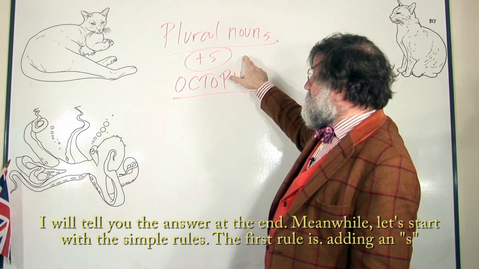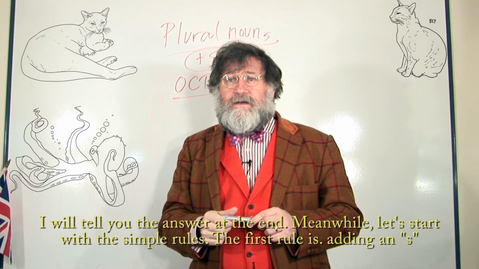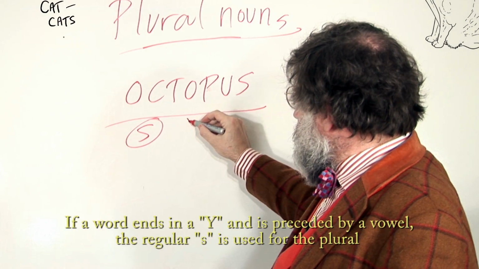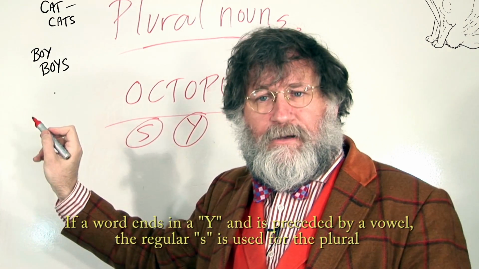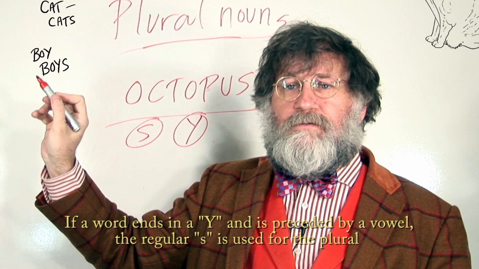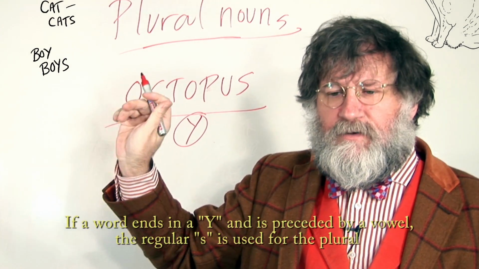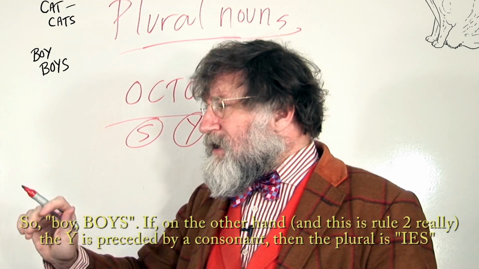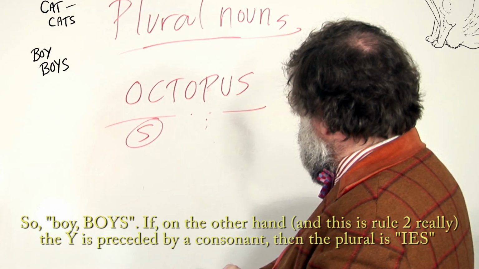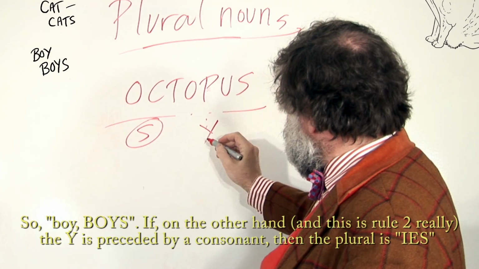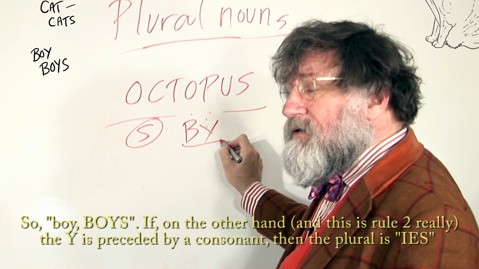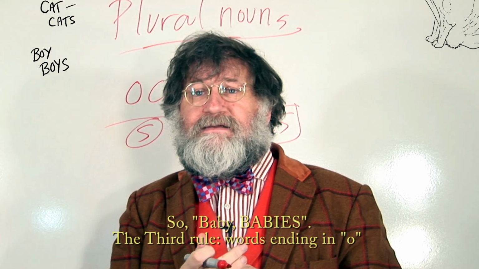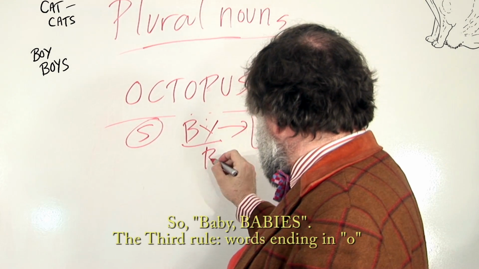So as I say, the first rule is adding an S to the end of a noun. So cat, cats. If a word finishes in a Y and is preceded by a vowel, the regular S is used for the plural. So boy, boys. If, on the other hand, this is rule number 2 really, the Y is preceded by a consonant, let's say a B, the plural of that will be IES. So baby, babies.